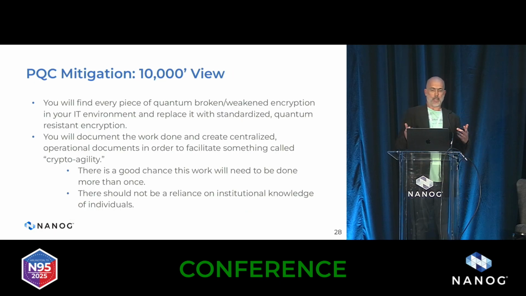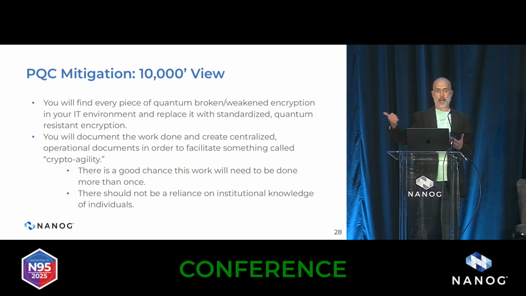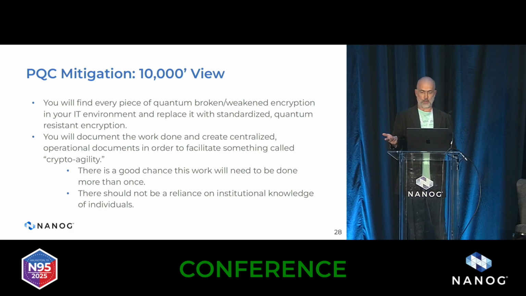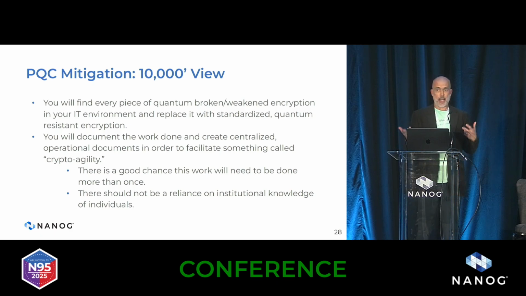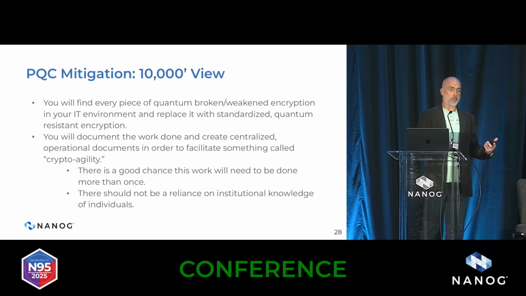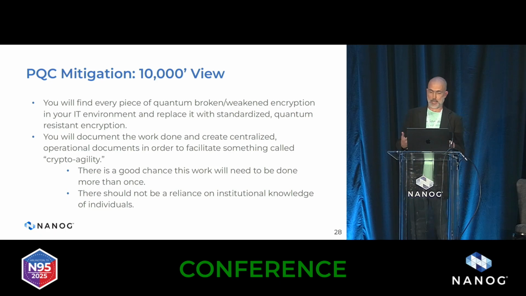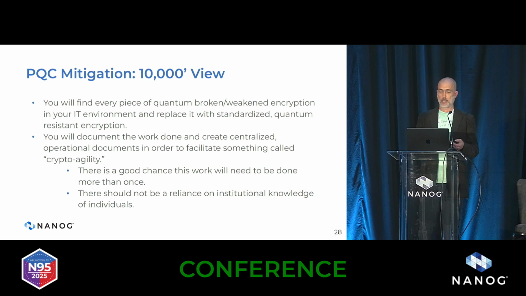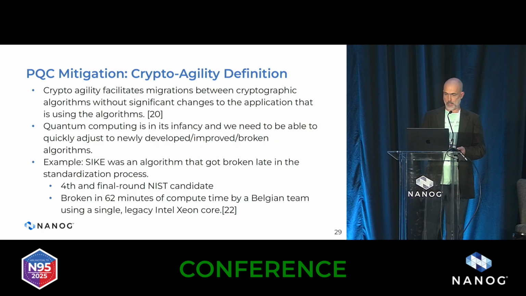So from a very, very high level view, we need to find the old encryption, replace it with new encryption, and document all of it. There is a good chance that this will have to happen again, and you don't want to depend on other people. You want to have resources to refer to. The next slide is another wordy slide. It defines crypto agility, a new concept and a critical capability going forward to remain quantum resistant. So like our problem statement, I'll give you all a chance to read through that as well.